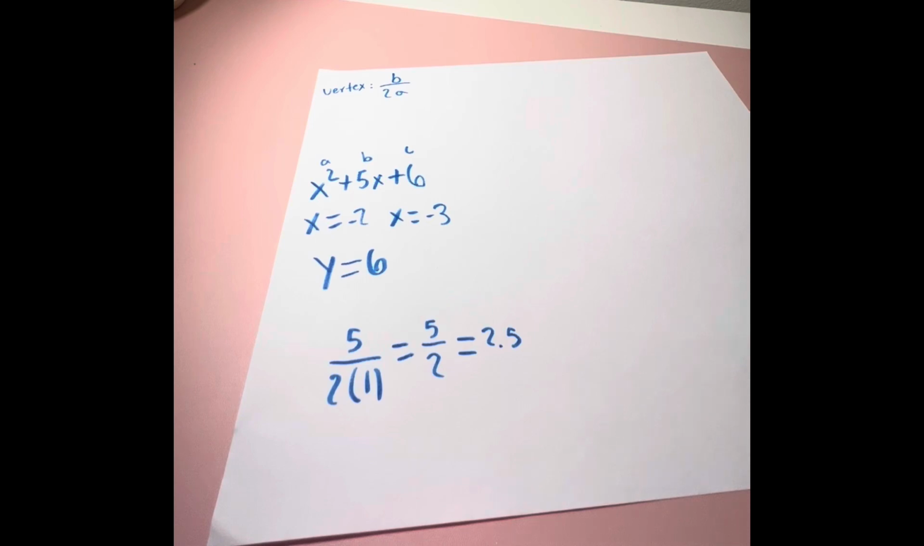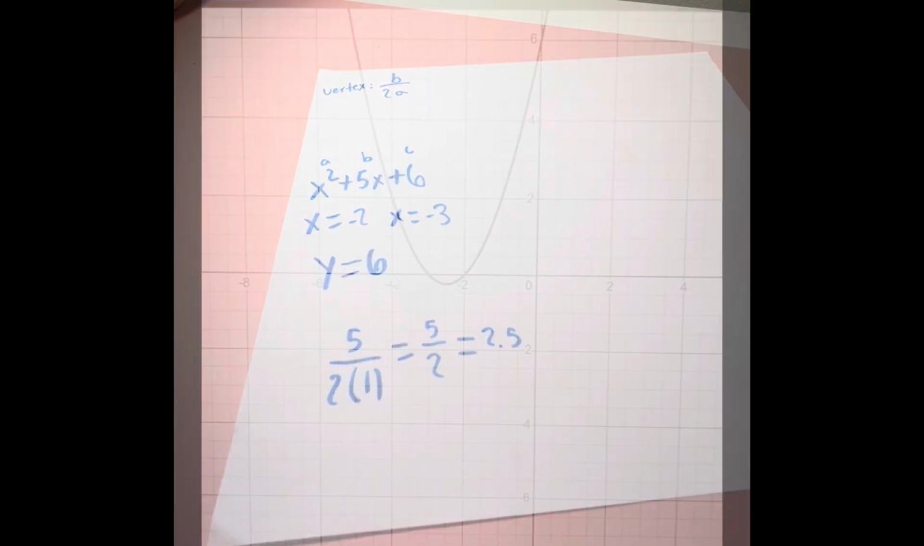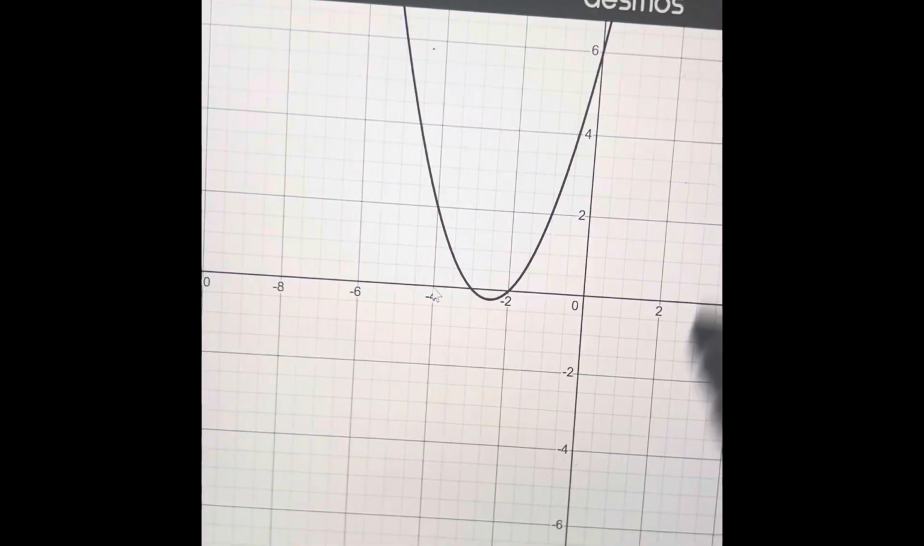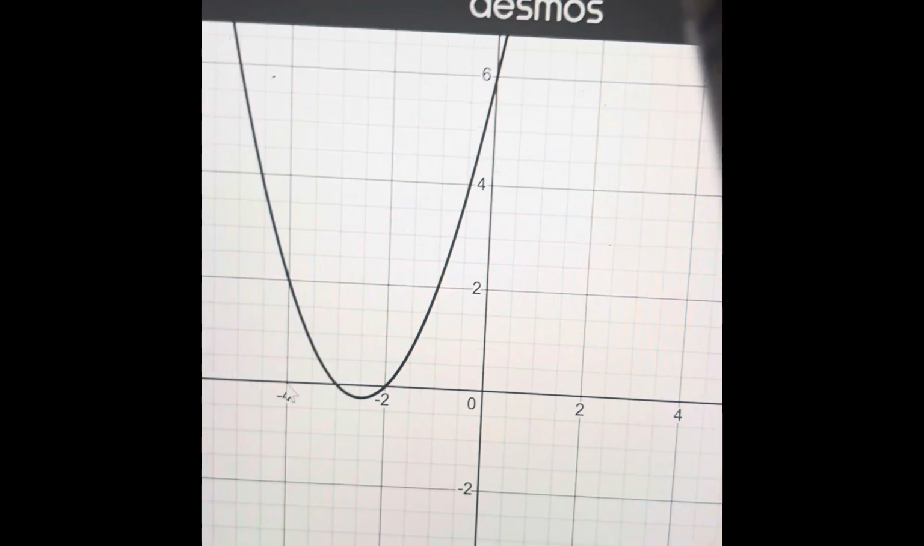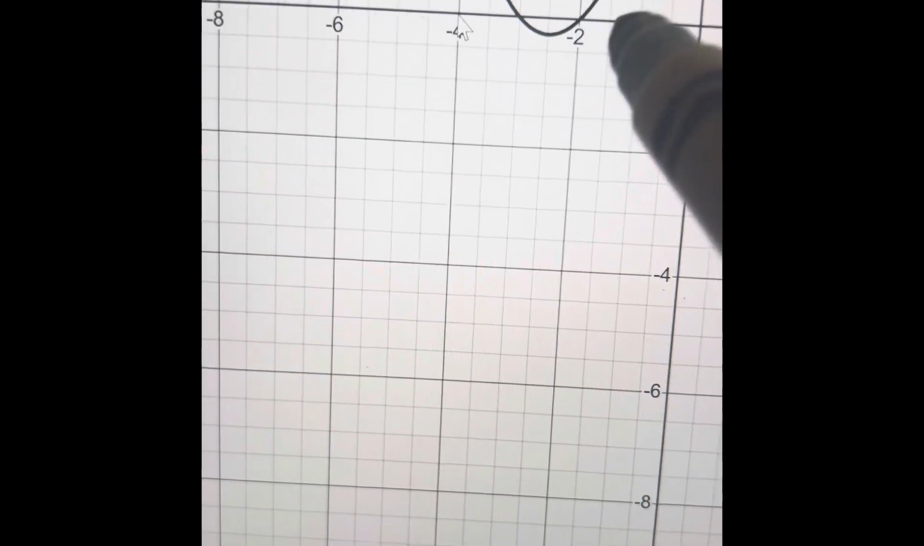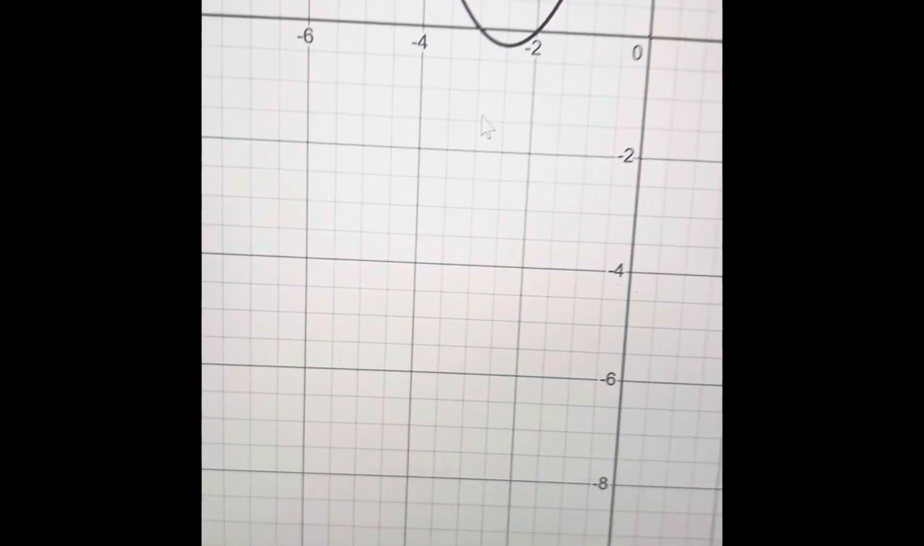And then, if we were to graph this, this is our graph for that equation. We've got it to where our y-intercept over here is at 6, and then one of our x-intercepts is at -2, and in between is at -3. And then our vertex is at that fun little number of -2.5.